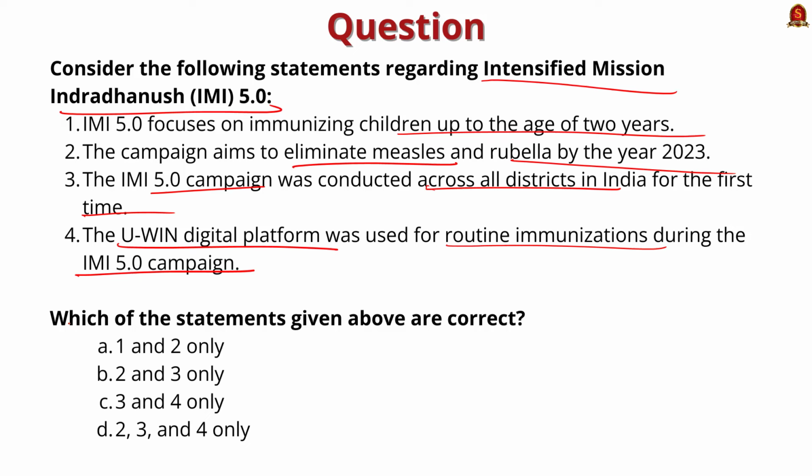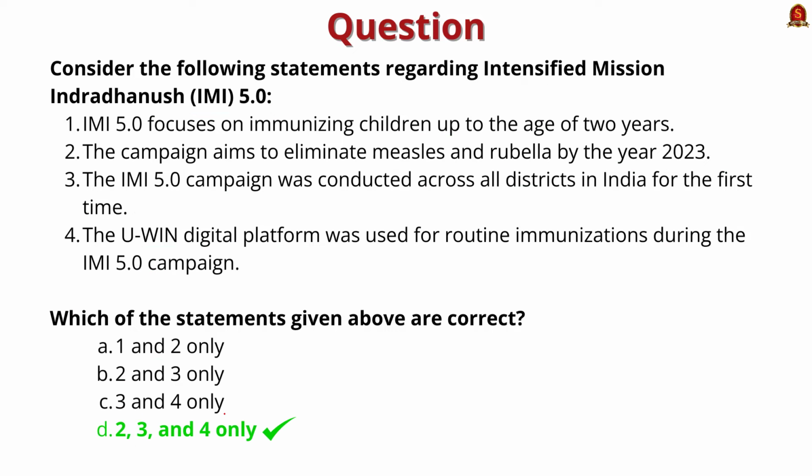Option A, 1 and 2 only. Option B, 2 and 3 only. Option C, 3 and 4 only. Option D, 2, 3 and 4 only. And the correct answer is option D, 2, 3 and 4 only. This is because statement 1 is incorrect. IMI 5.0 includes children up to the age of 5 years for the first time rather than up to 2 years, and all other statements are correct. With this, let's move on to our next question.